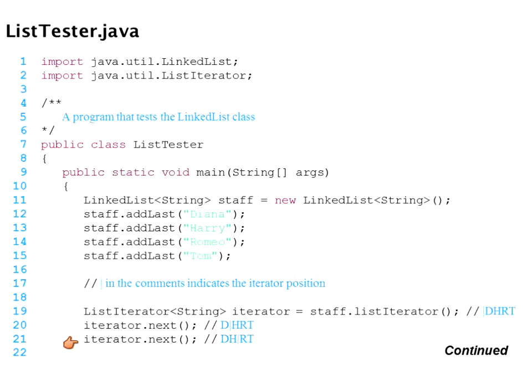Now next is iterator.next. So again the position of the iterator will change. Now it will point to the third object. So before third, yes, and after second.